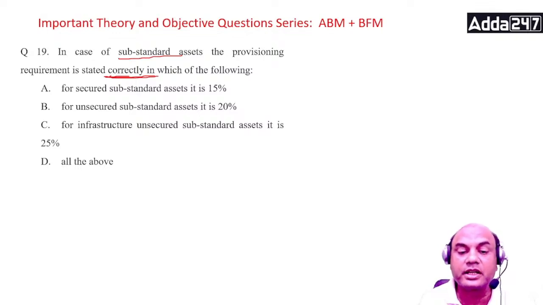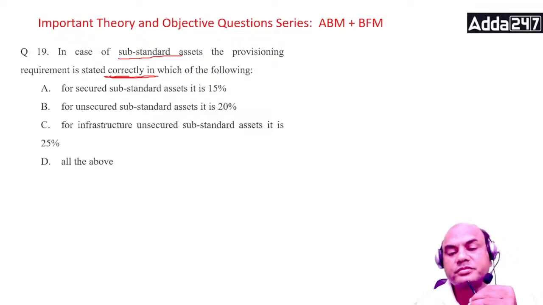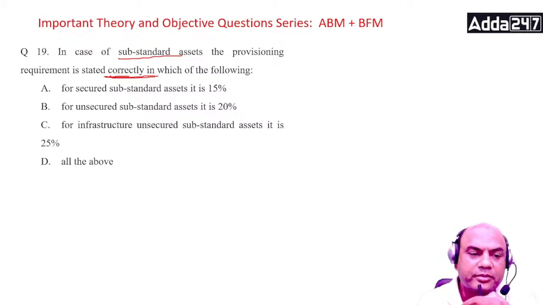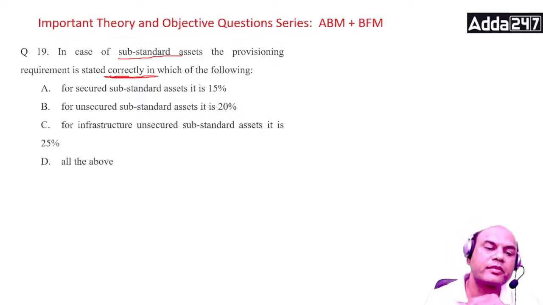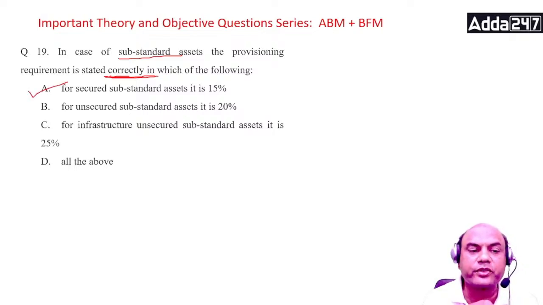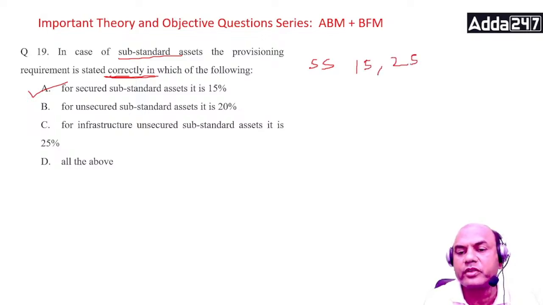Which of them is correctly stated? So the answer is, just now I had given you the classification, right? Some time back, in the same lecture. The answer is, for substandard assets, it is 15%. So what is the provisioning? Look at this substandard. Again I'll write it, 15, 25, right? 15 for secured, 25 for unsecured.